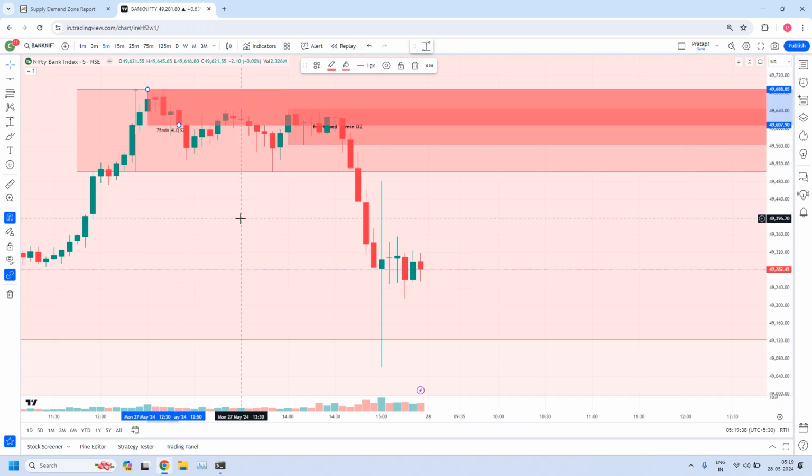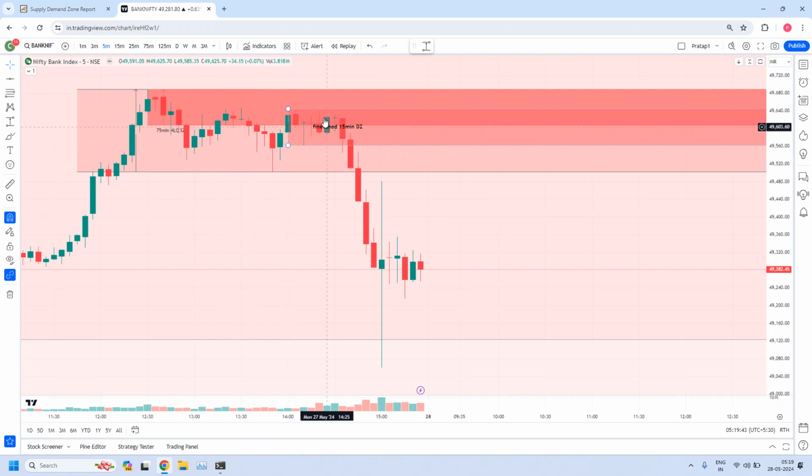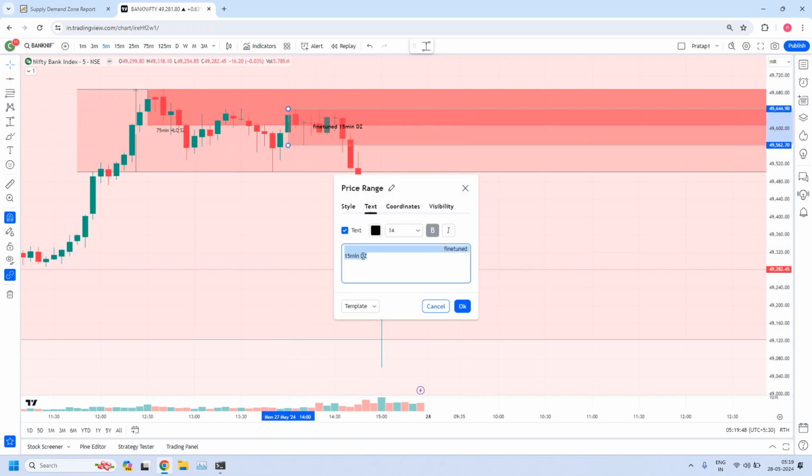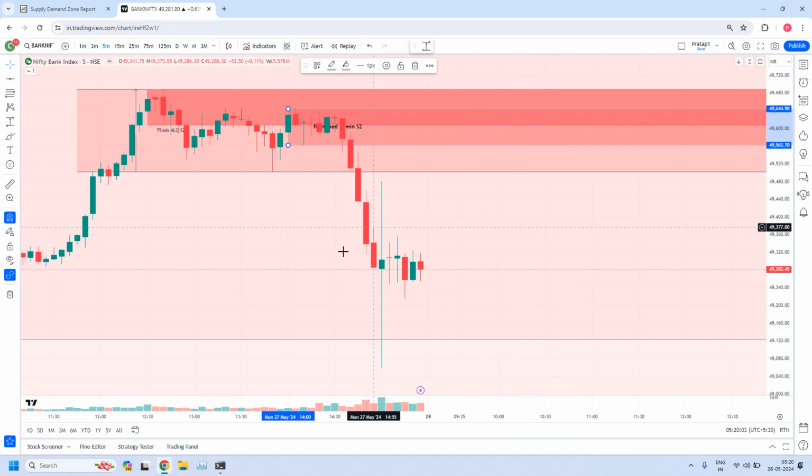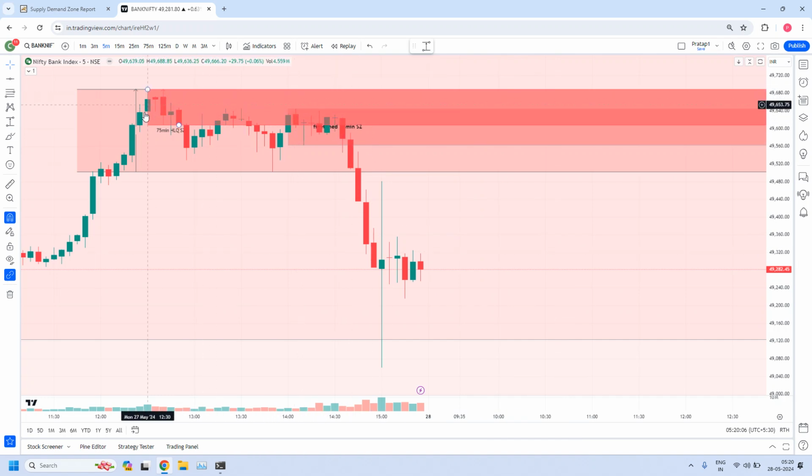We have a supply zone, and this supply zone is again fine tuned with this 15 minutes zone. Sorry, again I made a mistake. Sometimes I am drawing a demand zone instead of a supply zone. Maybe because S and D are side by side on the keyboard, sometimes I am missing. So this 5 minute zone is responsible for the creation of this 15 minutes fine-tuned zone. That way we can consider.